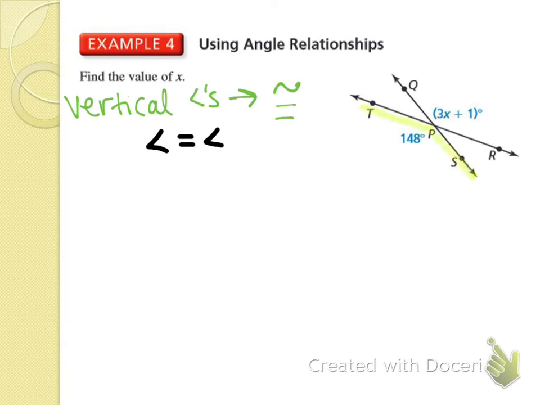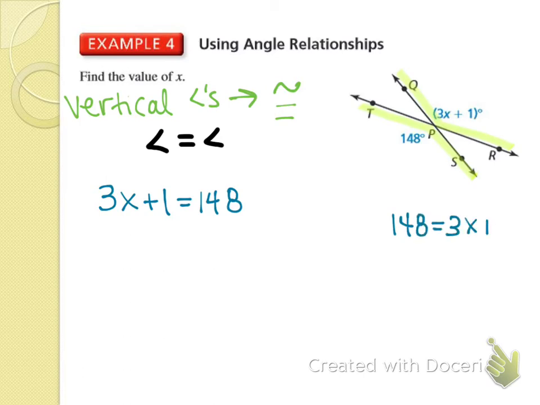So if TPS is 148, QPR equals 148. They equal each other. They measure the same thing. So 3x plus 1 equals 148. It doesn't matter if you had said 148 equals 3x plus 1. It's the same thing. The angles equal. It's the same equation that you would have set up.